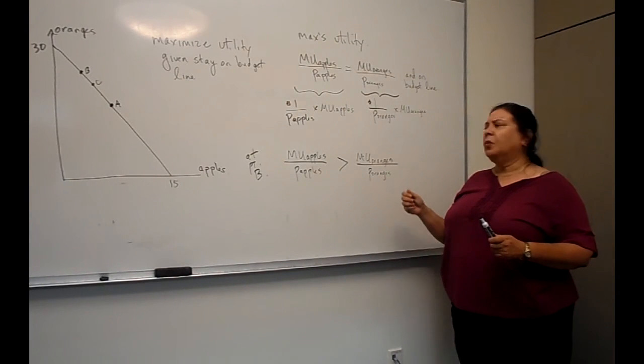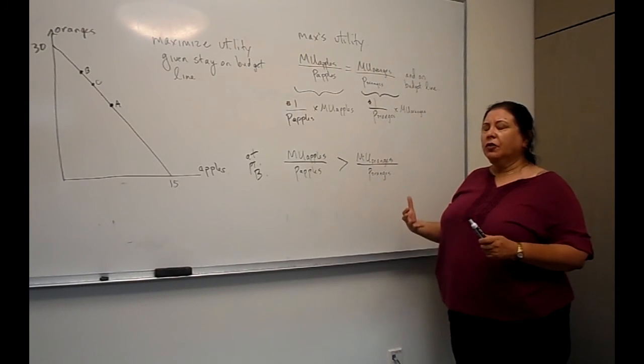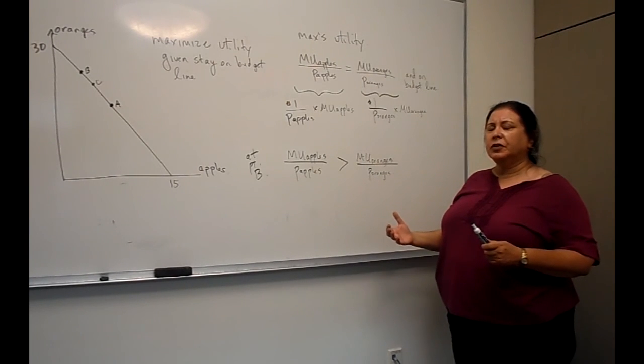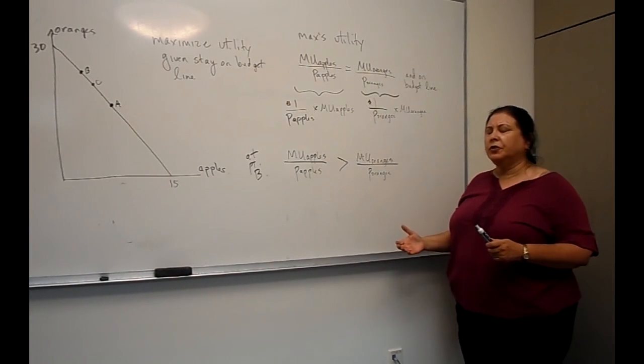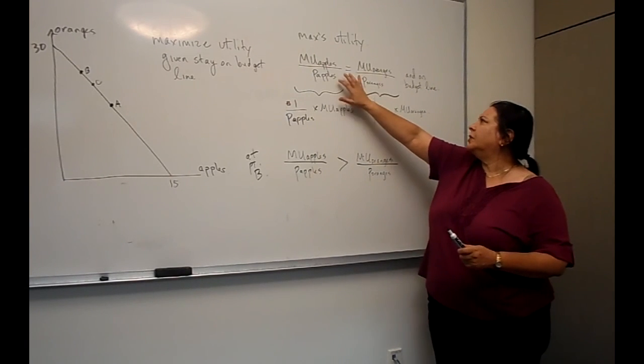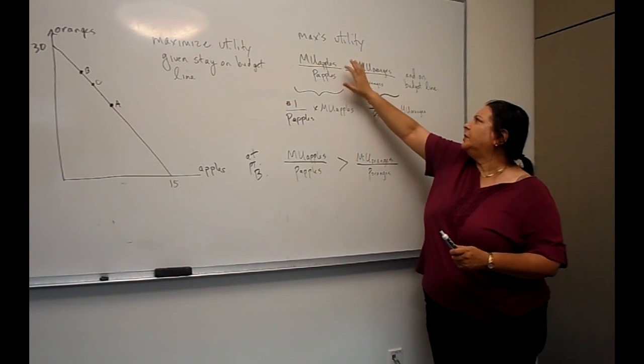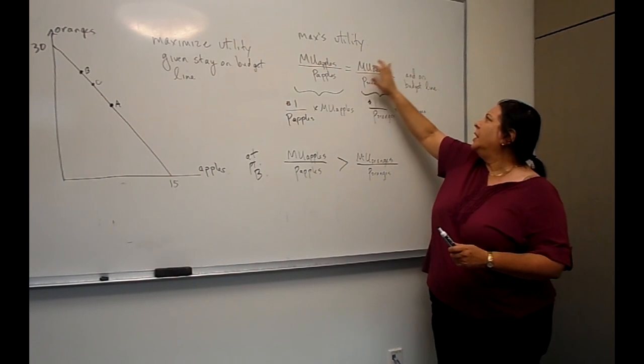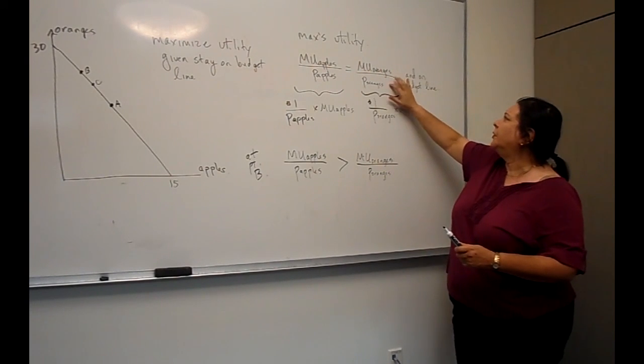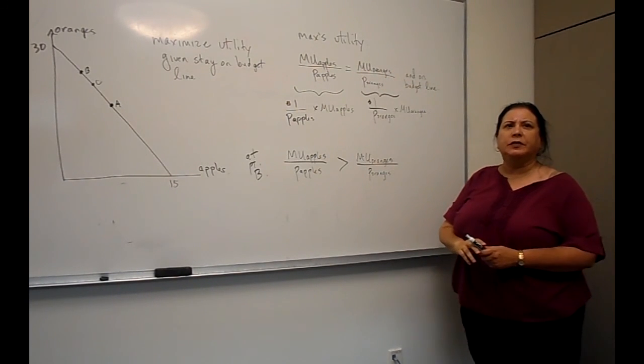So what you're looking for, or how you're going to tell what point on the budget line maximizes your utility, is the one for which the marginal utility of apples divided by the price of apples equals the marginal utility of oranges divided by the price of oranges.